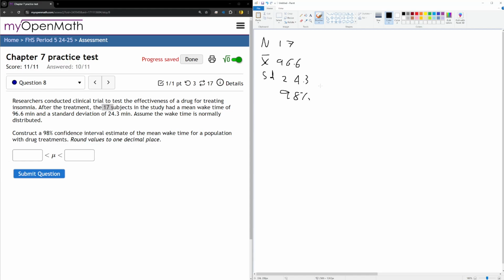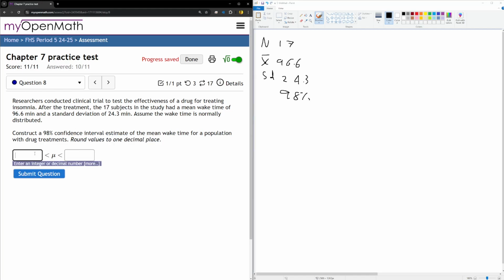So X bar will be 96.6. Your Sx, or standard deviation, is 24.3. Your N is 17. And your C level is critical value, which is 0.98, because 98% is the same thing as 0.98. You calculate, and it gives you your numbers.